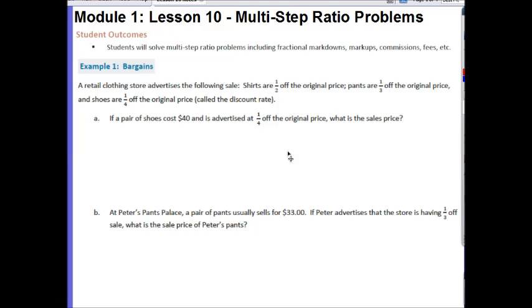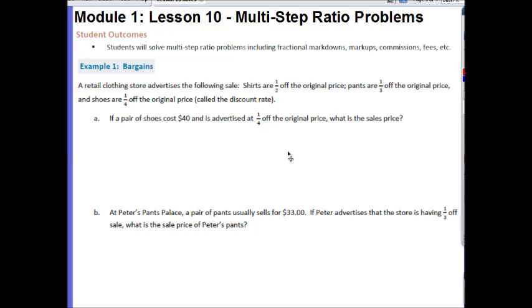Today's lesson is Module 1, Lesson 10, Multi-Step Ratio Problems. Your goals for today's lesson are students will solve multi-step ratio problems including fractional markdowns, markups, commissions, fees, etc. Let's start with example 1.